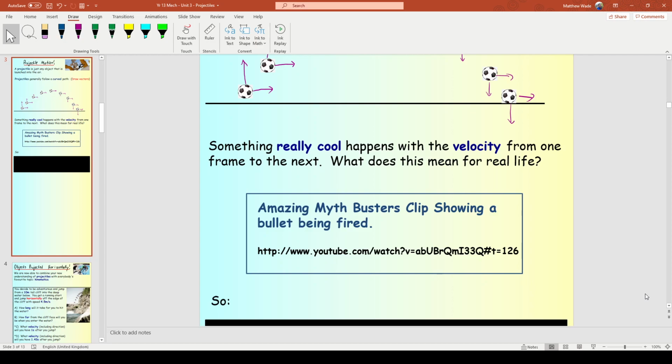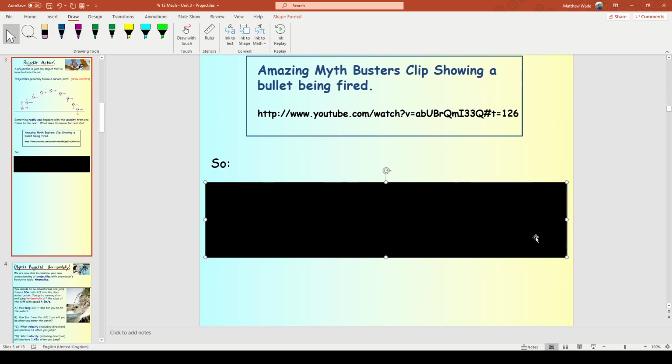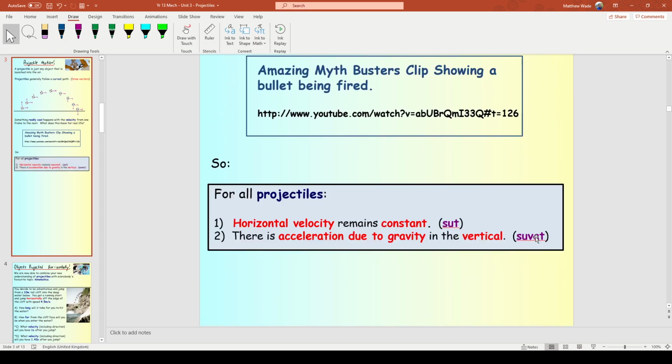So dropping a bullet is actually going to hit the ground at the same time as shooting one, which I think is amazing. It's really, really cool, and this video demonstrates it for you. So if you want to watch that video, that's cool. Here's the takeaway from it. For all projectiles, horizontal velocity remains constant, but there's acceleration due to gravity in the vertical. So that's essentially the long and short of this entire unit.